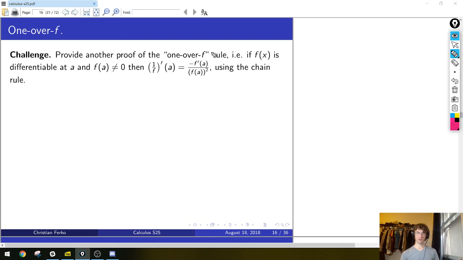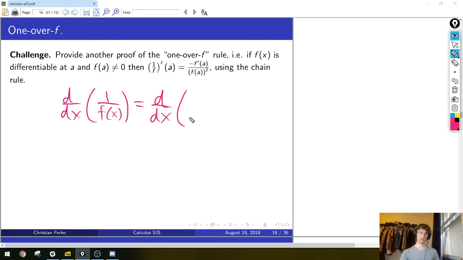So before we prove this 1 over f rule, that if f is differentiable at a and f is non-zero, then the derivative of 1 over f is this thing, minus f prime over f squared. So I'll ask you, how would I prove this using the chain rule? In other words, I know this is going to trigger you, but I'll write d/dx. What is d/dx of 1 over f of x, which, to be somewhat more explicit, we can write as a composite function, f of x raised to the power minus 1? So what should I do using the chain rule to differentiate this expression?